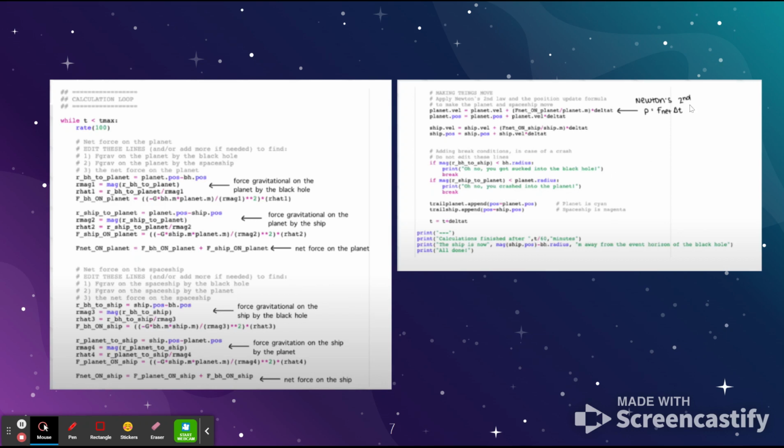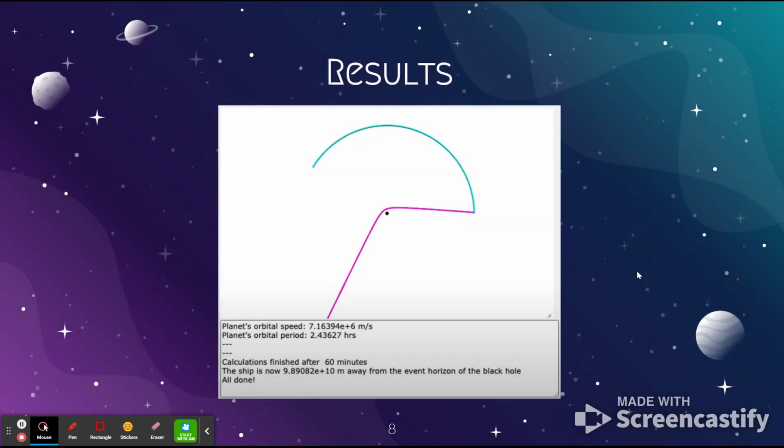So we have all four gravitational forces. We use Newton's second law over here to get our results of the planet's orbital speed being this number, the planet's orbital period being this, and we find that the ship ends up 9.89082 times 10 to the 10th away from the event horizon of the black hole with the speed that we found.